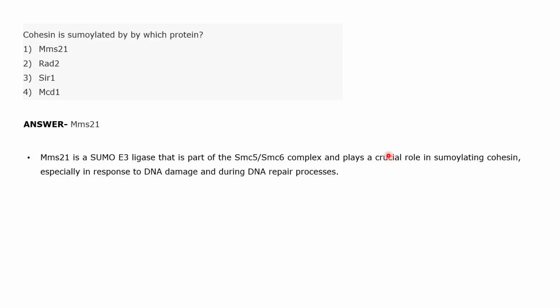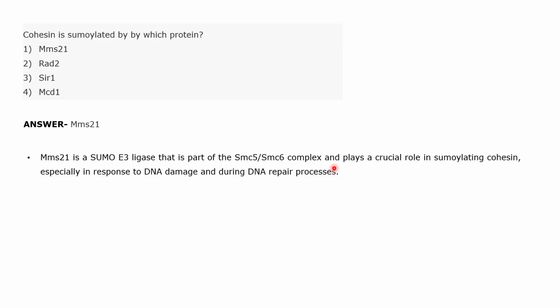And it plays a crucial role in somatic cohesin. Cohesin also has other functions, like clearing of DNA damage and the DNA repair process, right? So this particular MMS21 is a SUMO E3 ligase that actually promotes the sumoylation of the cohesin molecule, and then it can undergo this DNA repair process and everything.